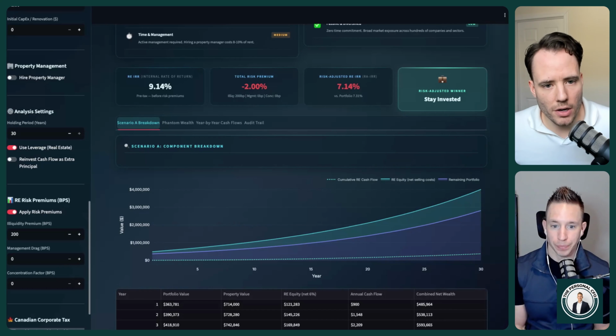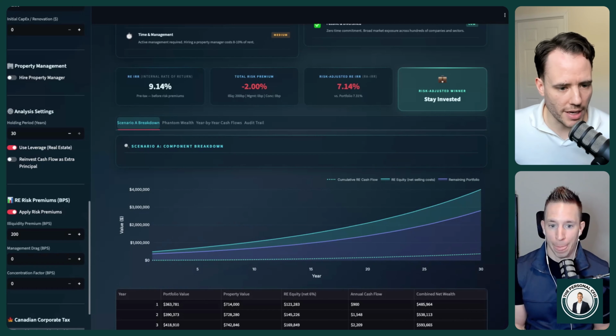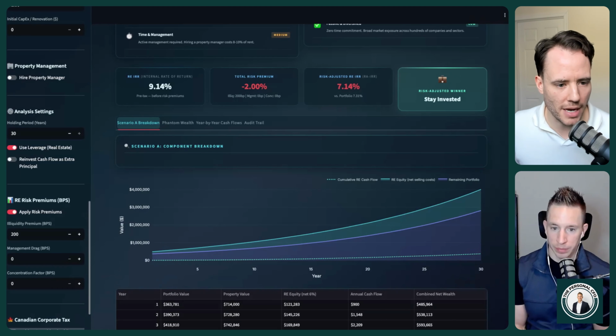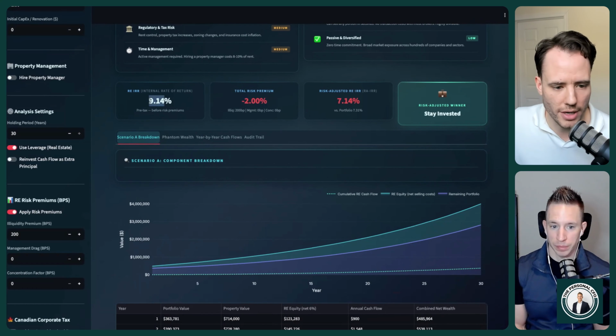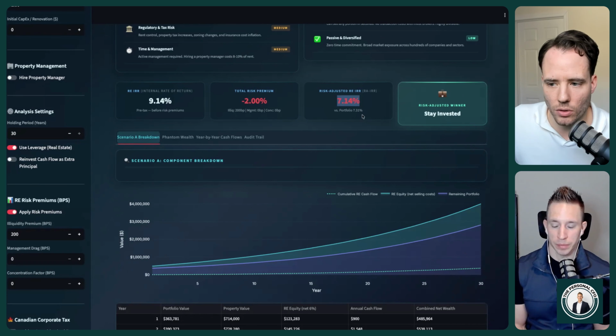So I think it's fair to label the risk premium of liquidity at 2%. And we go back and forth on that, but when I've looked at the data on what the liquidity risk premium is, typically it ranges from 2 to 3% that people demand as extra compensation for taking that risk of locking their money into a fixed asset. When we subtract the risk premium off of the internal rate of return, what we get is the risk adjusted rate of return. The risk adjusted internal rate of return drops to 7.14% versus the portfolio of 7.31%.